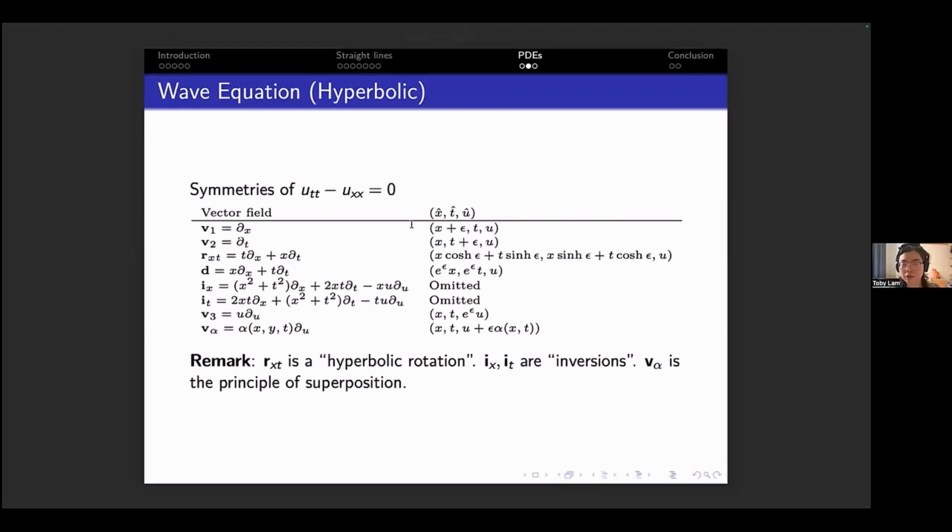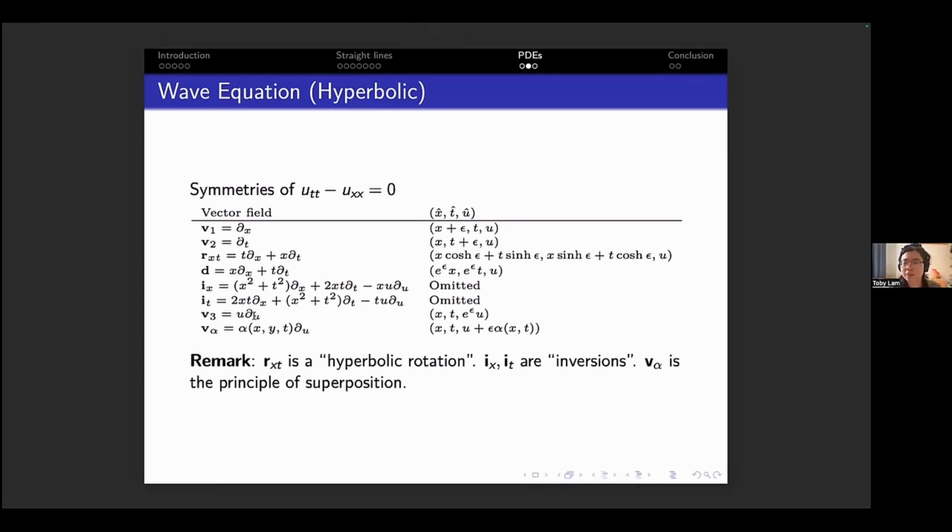So now we can move on to the wave equation. That's a hyperbolic equation. I'm going to go through all these symmetries one by one. First off, there are V1 and V2. This is just the position and time translation that we've seen earlier. So that's nothing special. We can go to D, which is this dilation. All I'm saying here is that I'm increasing the time frame and position frame equally, right? So instead of considering 1 meter in 1 second, I consider 10 meters in 10 seconds. That's not really a physically interesting symmetry.